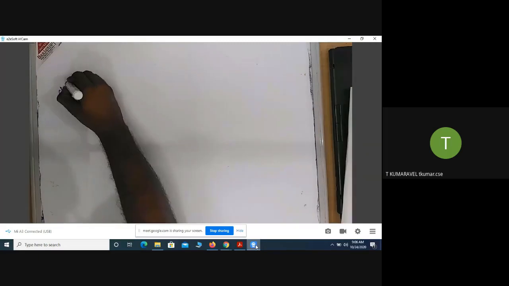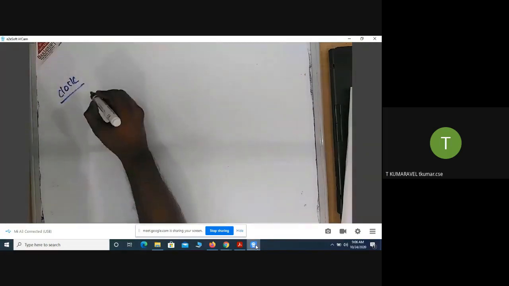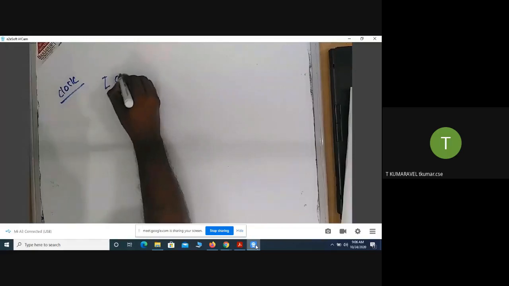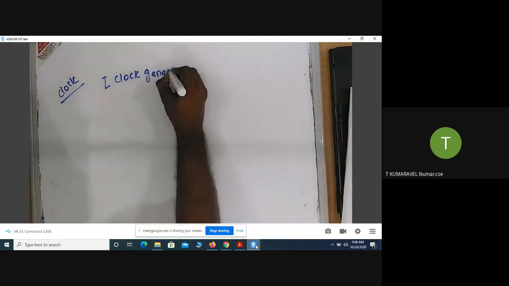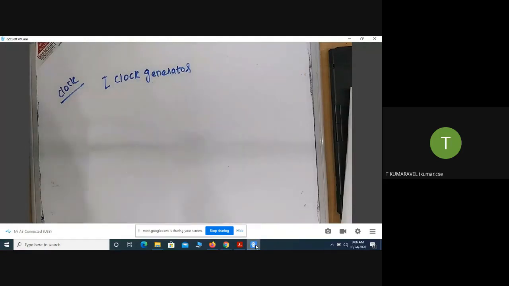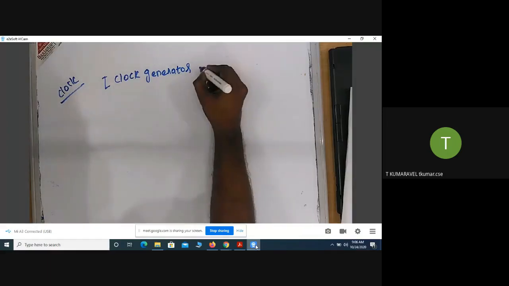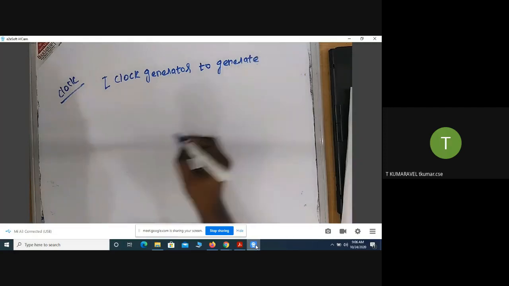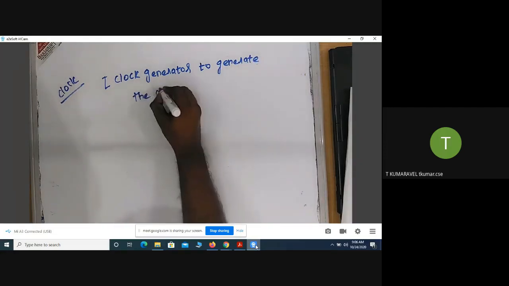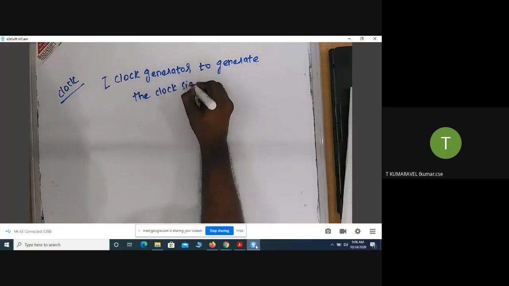Before moving on to the different types of sequential circuit, I will talk about what a clock is. In order to generate the clock signal, we use a clock generator. What is the duty of the clock generator? To generate the clock signal.